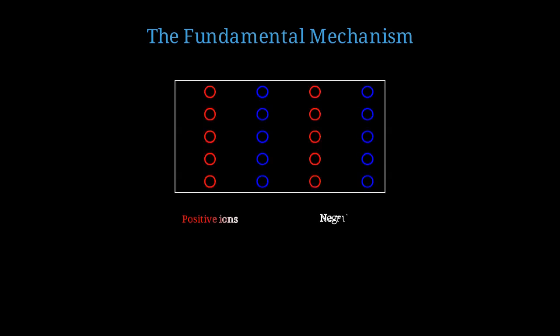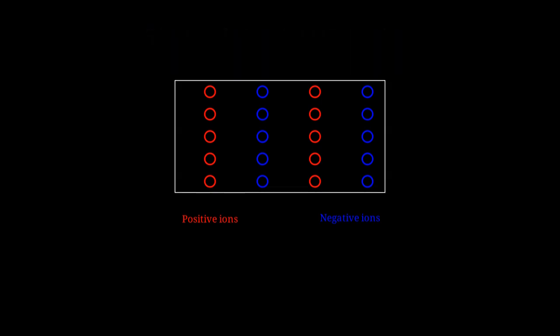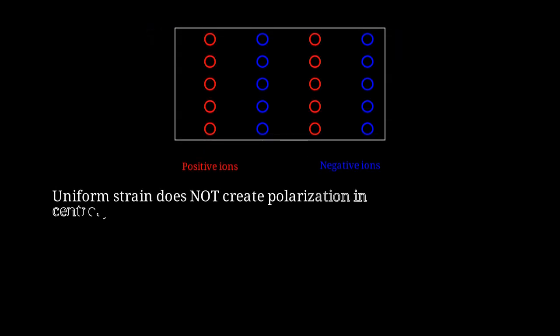Now let's understand the fundamental mechanism behind flexoelectricity. Consider a crystal lattice with positive and negative ions arranged in a periodic structure. In the undeformed state with inversion symmetry, there is no net polarization. If we apply uniform strain to this centrosymmetric material, the positive and negative charge centers remain coincident. No net polarization develops.